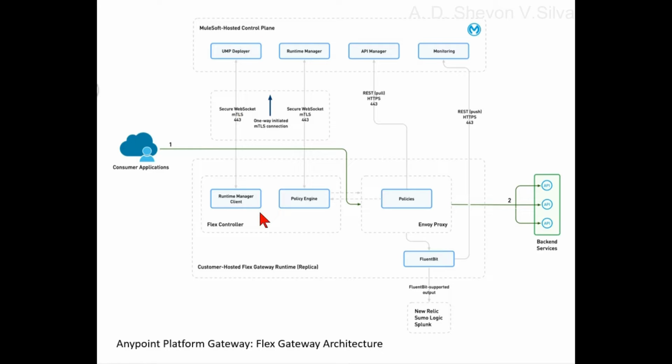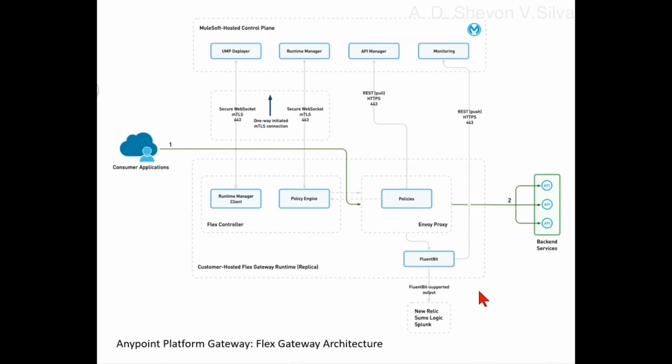Built with security in mind, Flex Gateway secures the communication between the runtime and the control plane through mTLS and HTTPS. The Fluent Bit implementation enables log output to local files or to aggregators such as New Relic, Sumo Logic, and Splunk.